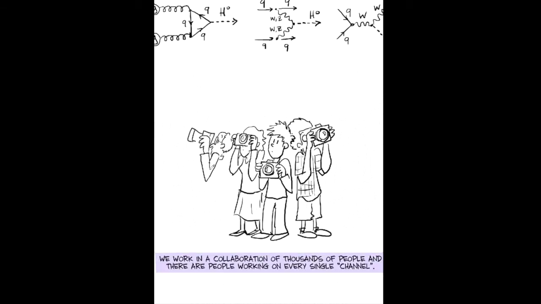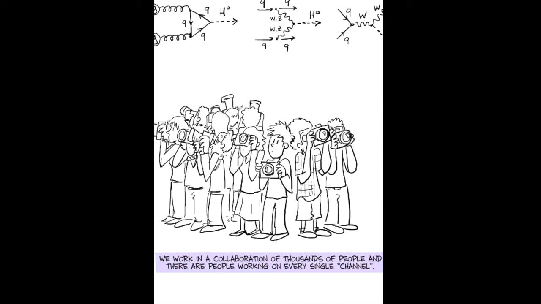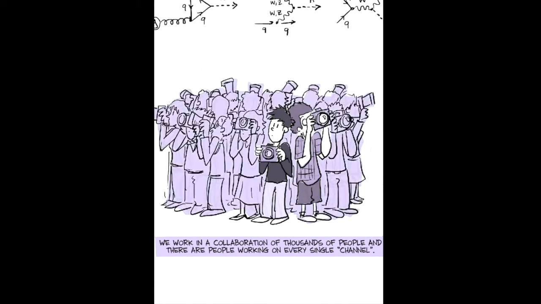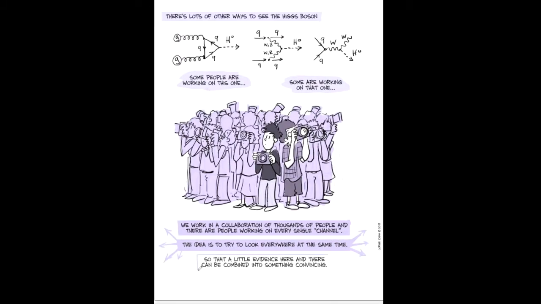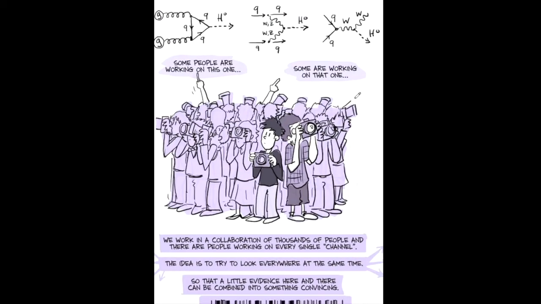But there's lots of other things that make the Higgs. There's 10 other ways you can see the Higgs. There are people working on that one also. We work in a collaboration of thousands of people, and there's people working on every single channel. Some people are working on this one, some people are working on this one. And the idea is to try to look everywhere simultaneously, so a little bit of evidence here and a little bit of evidence there and a little bit of evidence here can be combined into convincing evidence. So we're going to leave it running for a long time and hope that something new pops out.